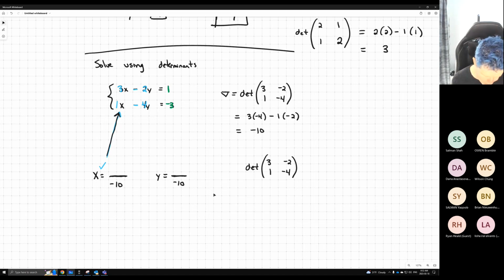Well, that's the 3 and the 1. So I'm going to go over here and erase 3 and 1, and replace them with 1 and -3 from the right-hand side of my system. I hope you see how that works. It's pretty simple. It's a good method. It works really well for a small 2x2 system of equations. Okay, so I want to find the determinant here.